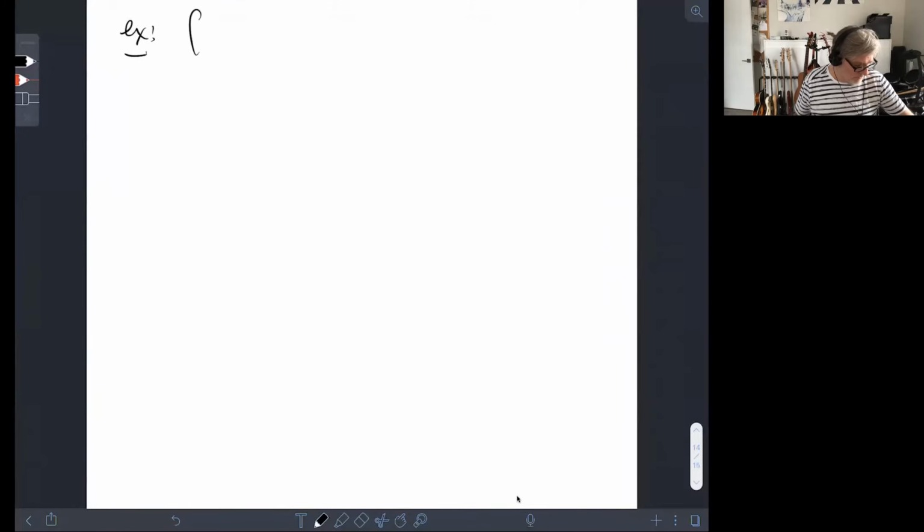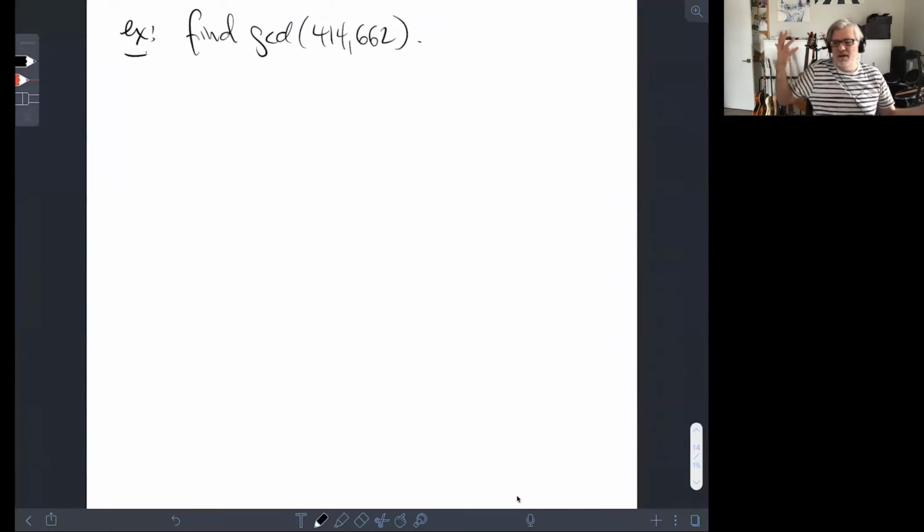Let's find the GCD of 414 and 662. Now, again, these numbers are very small. I could factor them and use the other method, but that's not really the point. For really big numbers, the Euclidean algorithm is used for sure. Any machine will be using the Euclidean algorithm. It's not going to factor. Second, the actual algorithm is going to help us compute more sophisticated things soon, next class, almost.